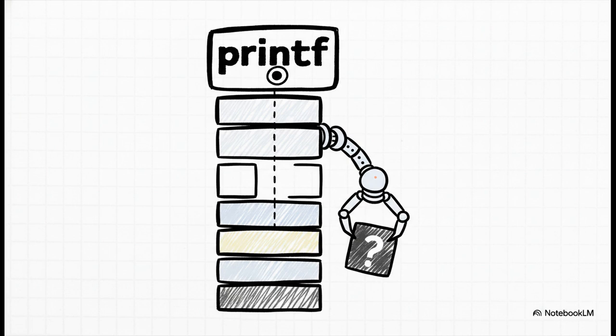It goes looking for those missing variables on something called the stack. You can think of the stack as the program's short-term memory. And when it doesn't find the variables it expects, it doesn't stop. It just keeps reading whatever happens to be there next. And what does it find?